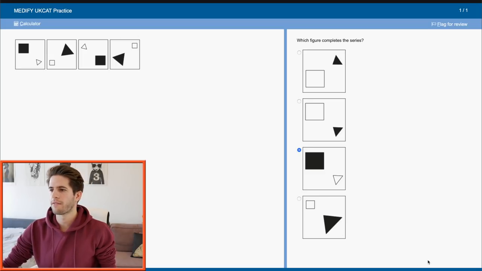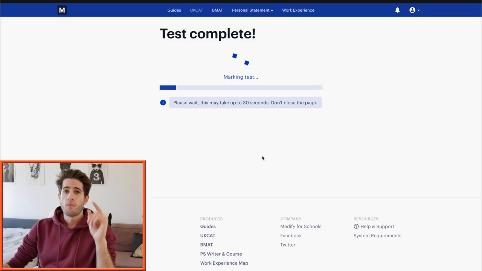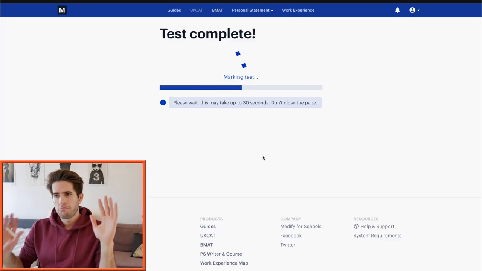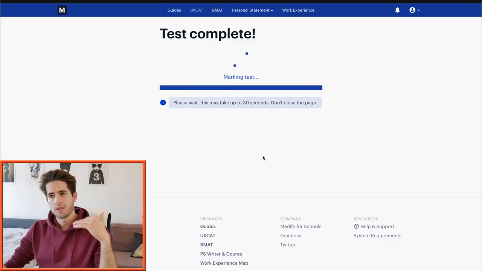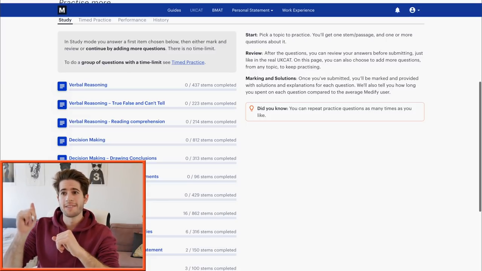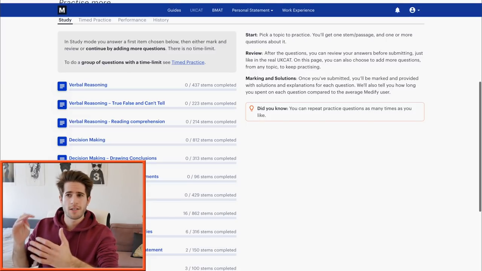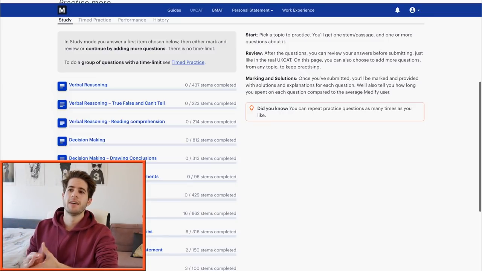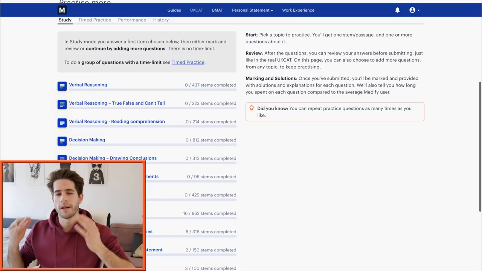So now I need it to be left. If you know the pattern based on one object moving, and you know that's it, just click it. Just move on. Next question. Let's go. I know I've said that a million times, but I really want to drill that into everyone who's taking the UCAT. It's such a time constrained test. The second you think you have a pattern, the second you think you know what's going on, trust your gut and go with it.